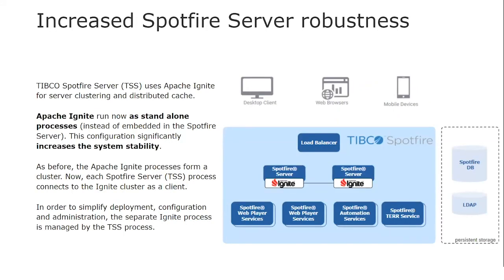We continue working to increase the Spotfire Server robustness. As some of you may know, the TIBCO Spotfire Server uses the third-party component Apache Ignite for server clustering and distributed cache. And Apache Ignite can be deployed in many different ways. Till now, we have included Apache Ignite within the TSS process. Instead, in 10.9, we run Apache Ignite as a separate process. And this is because we discovered that in some specific scenarios, this configuration significantly increases the system stability.